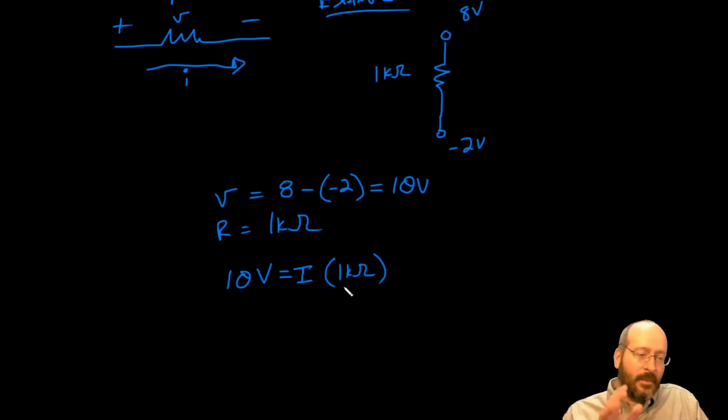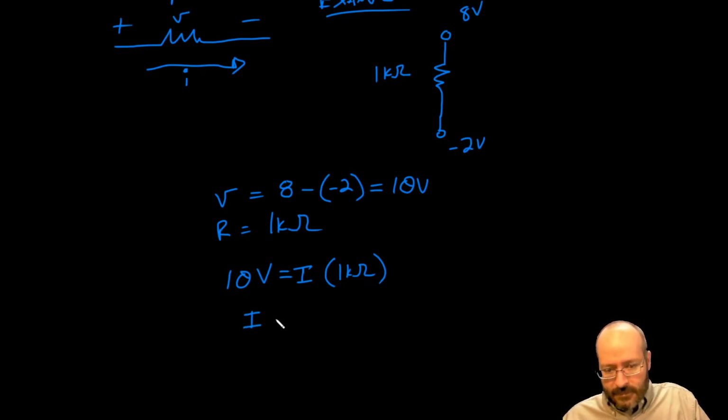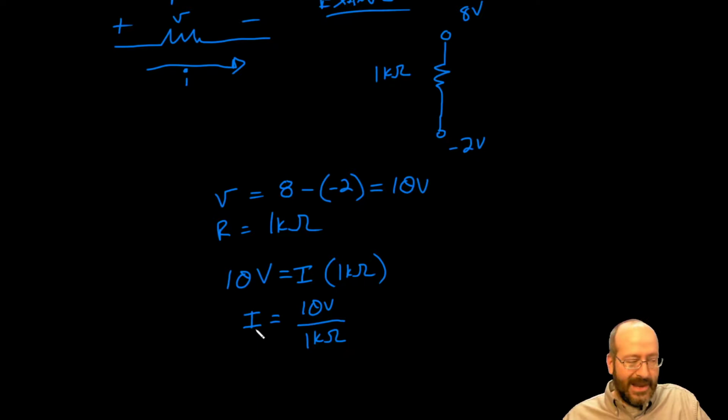Okay, this is where we start talking about putting the K into your calculator. So if I solve for I, this would be 10 volts divided by 1 kilo ohm. Volts divided by ohms is going to give me amps. Okay, the units work out nicely with Ohm's law as well.